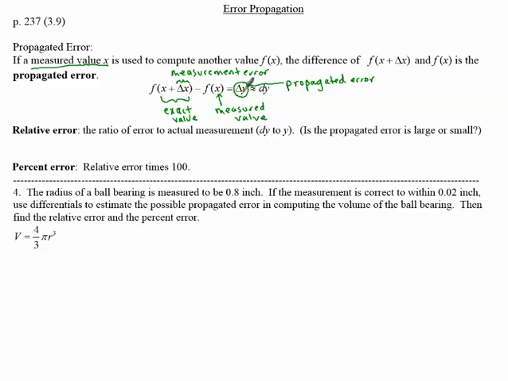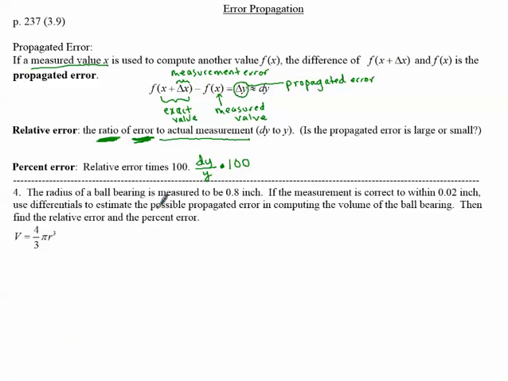The relative error is useful for knowing in order to determine if our propagated error is large or small. That's the ratio of the error to the actual measurement, or dy to y. And the percent error is helpful in just converting it to a percent. So taking our relative error, dy over y, and multiplying by 100 for the percent.